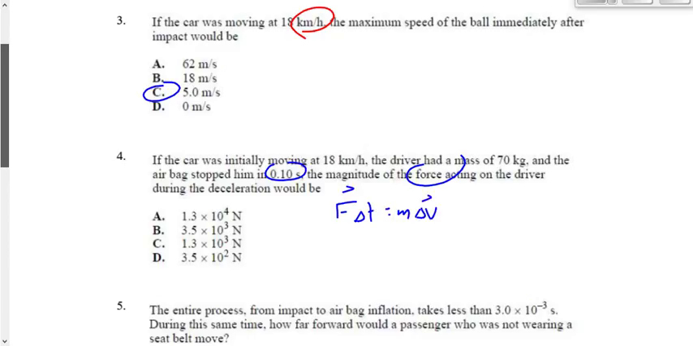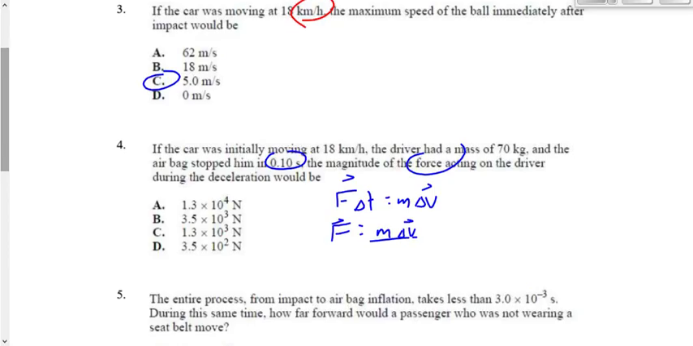Almost the same as a couple questions ago, question number 2, except this time we got a different mass. We're going to say 70 times delta V, which is 0 minus 18, divided by the time interval, which is 0.1 seconds. We get 3.5 times 10 to the 3 newtons. So 3,500 newtons is the force on the driver.